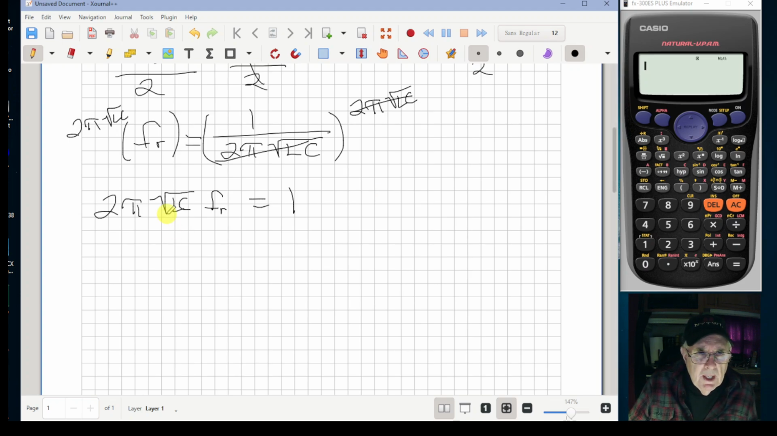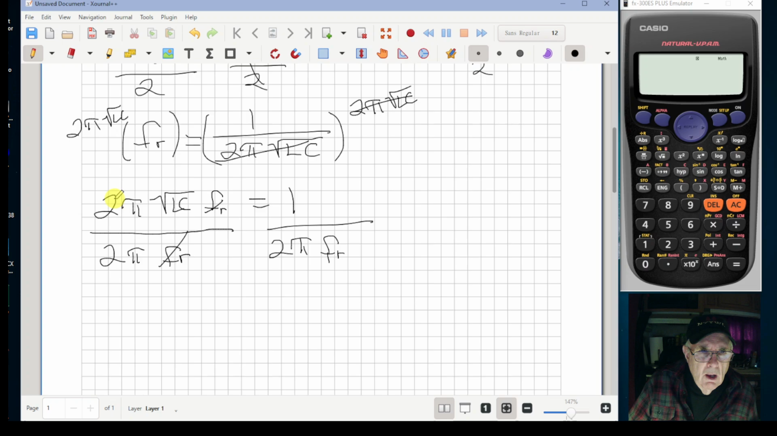The next step then, where's my C? Well, it's still over here, and it's hooked up underneath this square root sign. But let's get rid of these other players. This term, the square root of LC, is being multiplied by both 2 pi and by the resonant frequency. So let's divide by those two things. We'll count 2 pi as one thing. 2 pi F sub R. And of course we have to do that over here. 2 pi F sub R.